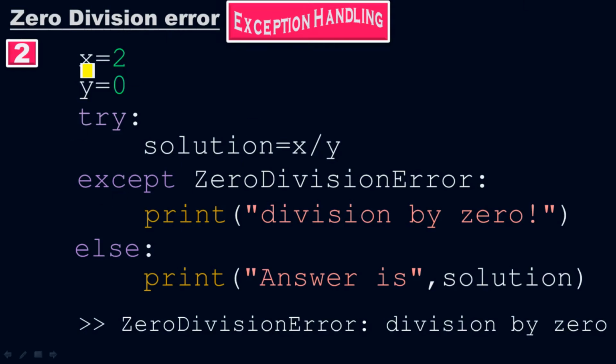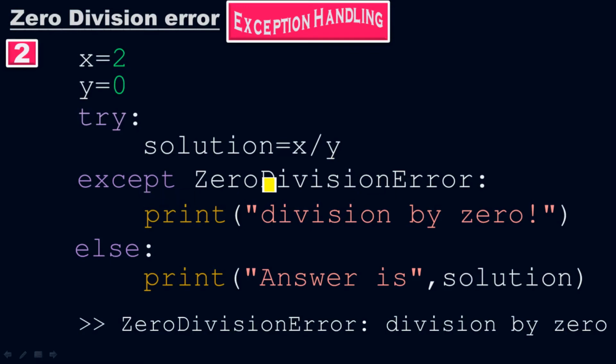Look, here we have two variables, x equals 2, y equals 0. Under the try condition, we have the real statement. It is solution equals x over y. Now look here, y equals 0, so the denominator equals 0. Therefore, it is a zero division error.